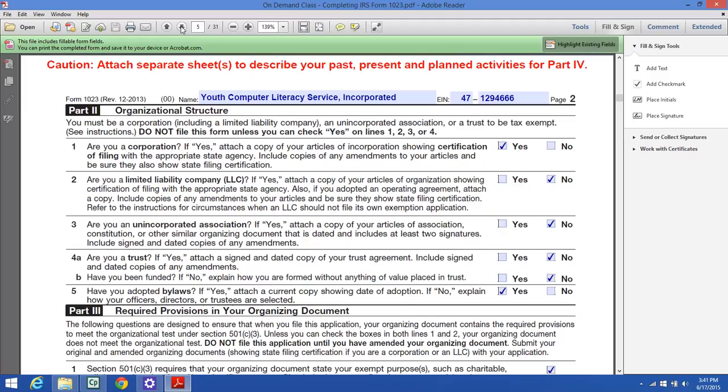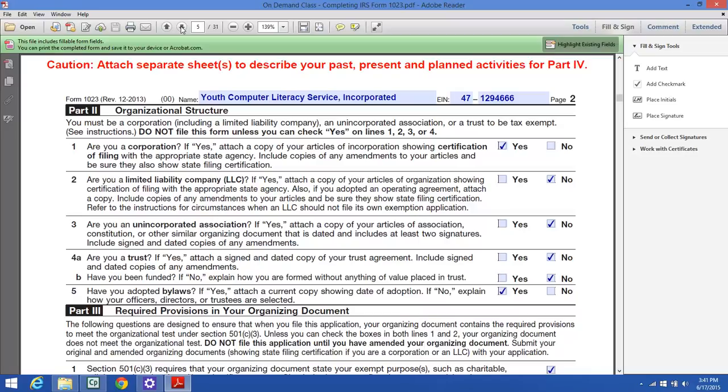Let's keep going. The next page, Part 2. Part 2 is the organizational structure. And under this Part 2, it states you must be a corporation, including a limited liability company, an unincorporated association, or a trust to be tax exempt. Do not file this form unless you can check yes on lines 1, 2, 3, or 4. So do not complete this application unless you can check yes on lines 1, 2, 3, or 4.